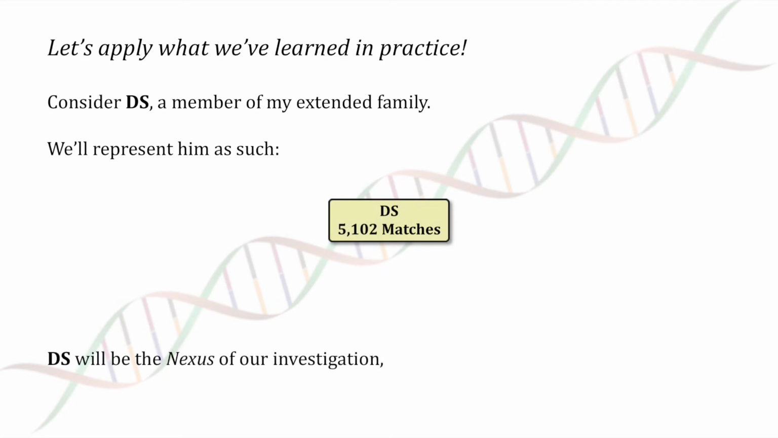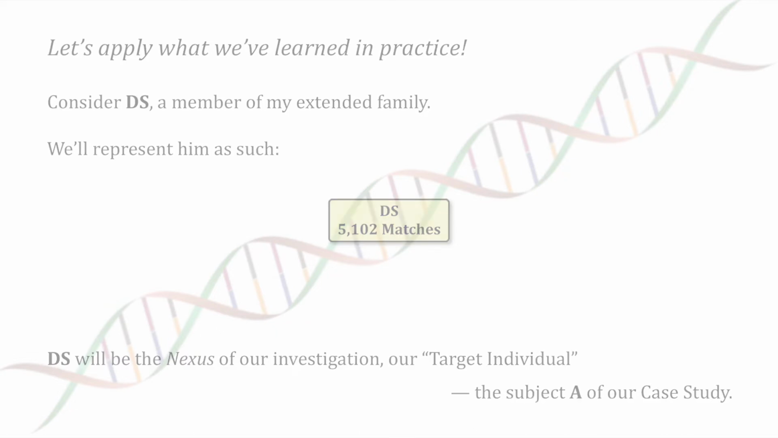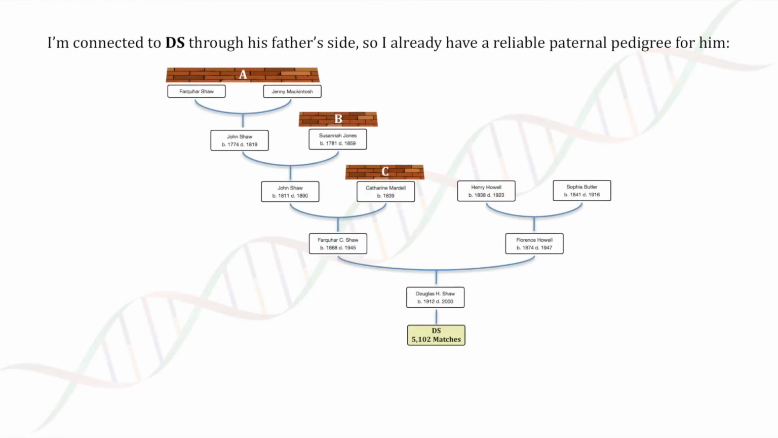DS will be the nexus of our investigation, our target individual, and the subject A of our case study. I'm connected to DS through his father's side, so I already have a reliable paternal pedigree for him. The brick walls in this pedigree represent figurative impasses for which, even after a dozen or more years, little or no reliable information, documentation, nor DNA matches have been found.